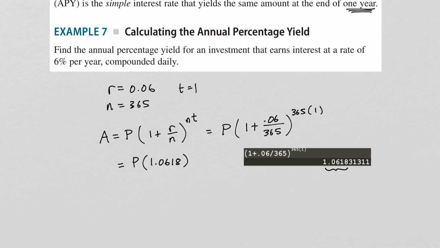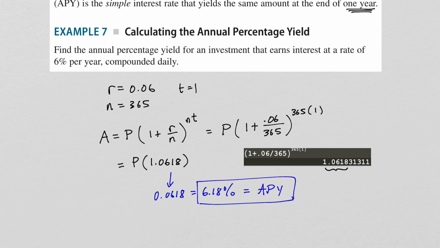So as a percentage, 0.0618 is equal to 6.18%. And this is the annual percentage yield. So if you are putting money into a bank account at 6% per year and it's compounded daily, basically you're earning 6.18% per year at the end of each year. And that concludes this video lesson.